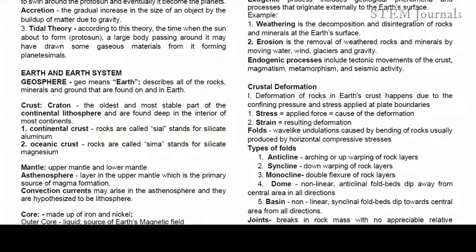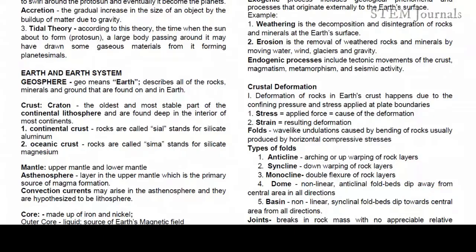With regards to the layers of the earth, the first layer is the crust, also known as the craton. The oldest and the most stable part of the continental lithosphere is found deep in the interior of most continents. So that is the crust. The crust is subdivided into two types: the continental crust and the oceanic crust.